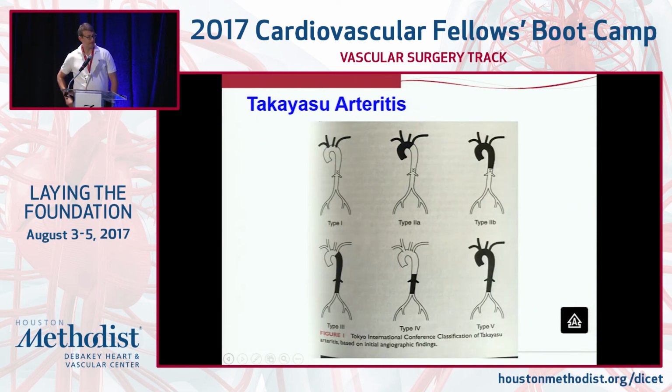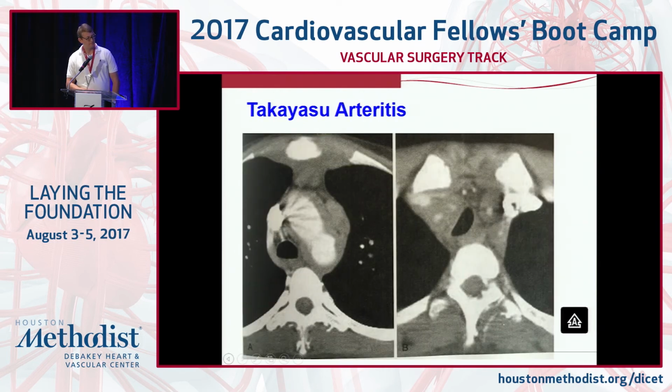And the 6 patterns are here. This is the Tokyo International classification. And most commonly what you see in a vascular surgery practice is type 1. So you see great vessel disease and upper extremity disease for the most part. This might be a typical appearance.